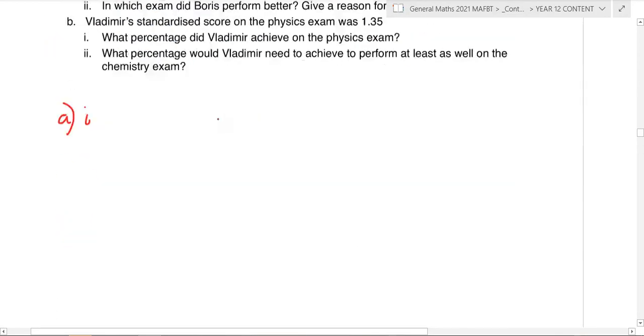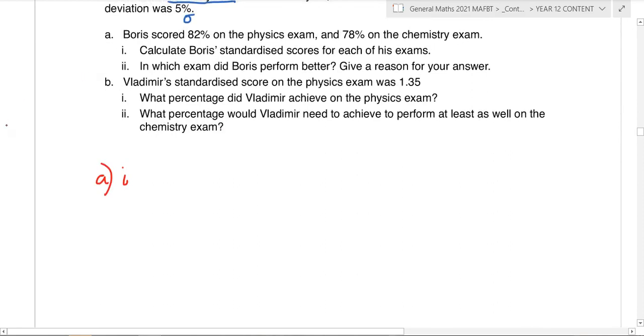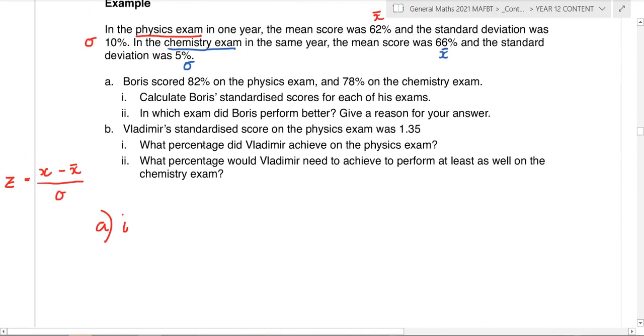So we've got to calculate Boris's standardized score for both of the exams. Remember the rule for finding your standardized score. Z is equal to your actual score minus the mean score, divided by the standard deviation. So for Boris, we'll do this for physics, and we'll split it into 2, with the other part for chem. For physics, his actual score was 82%.